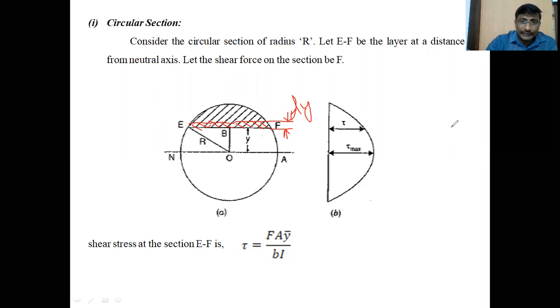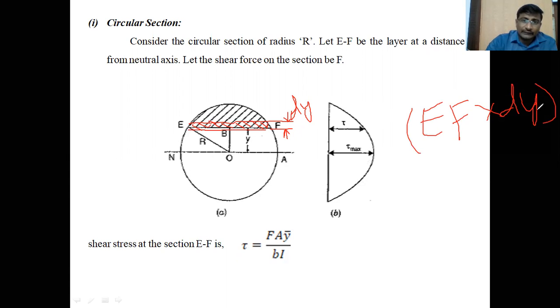So what is the area of that small strip? The total length into dy is the area. The total length is EF, into dy, the thickness. This is the area of the small strip.